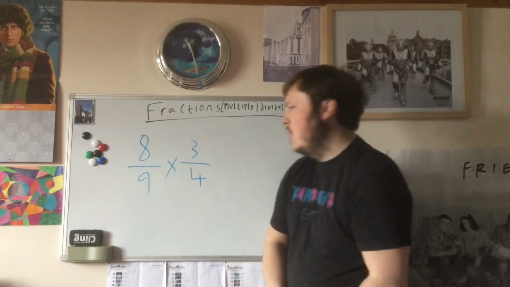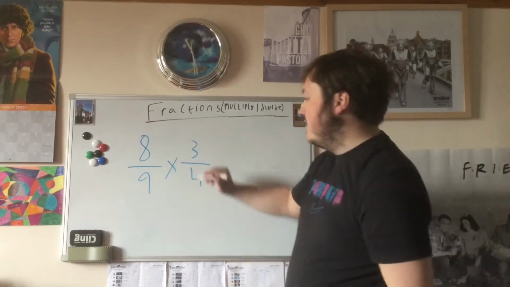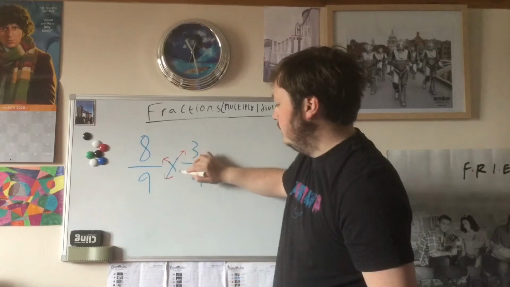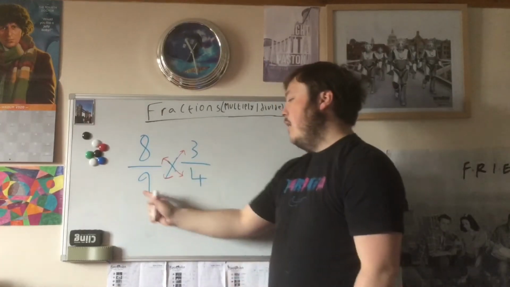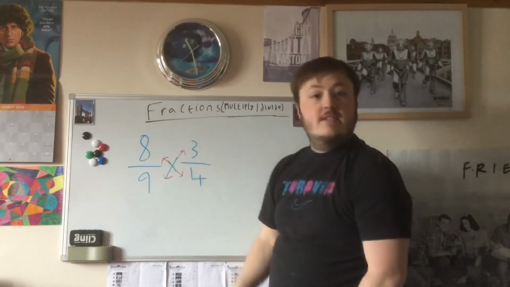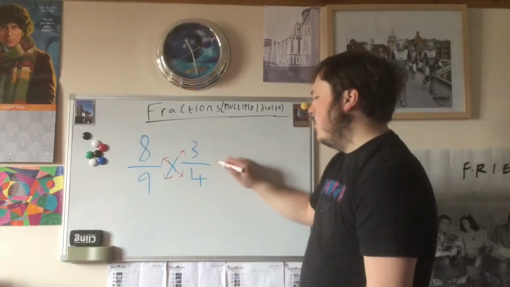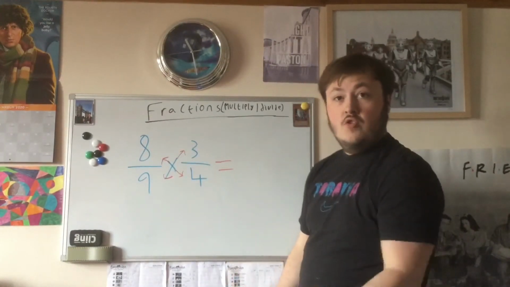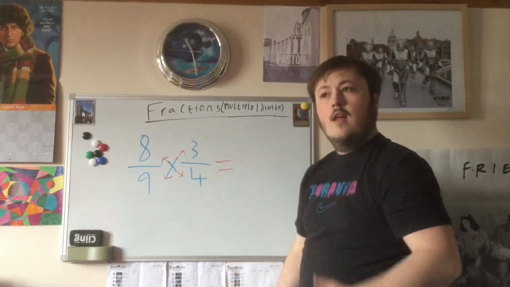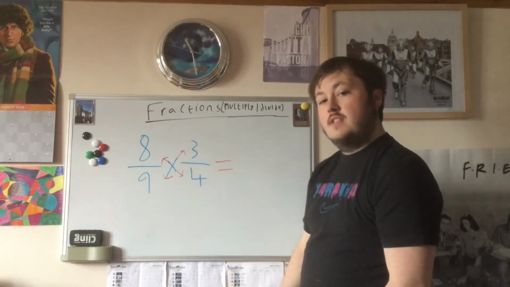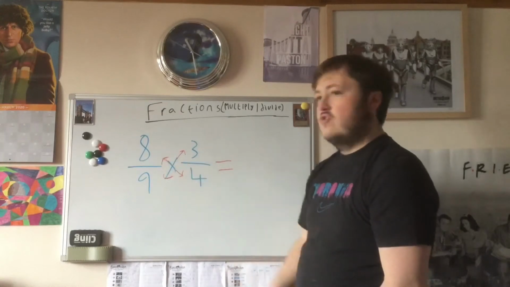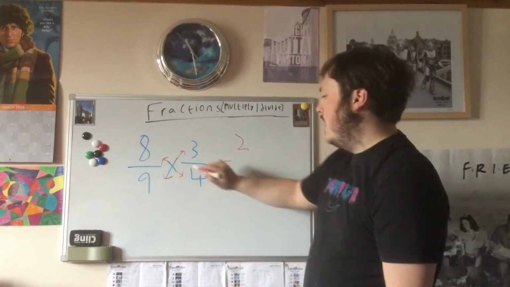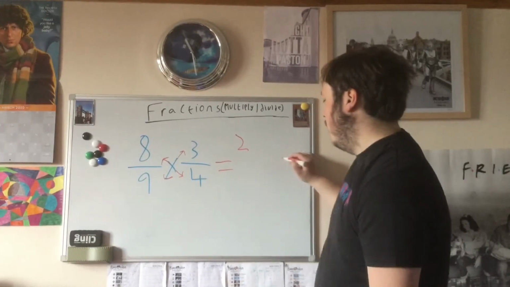Let me show you. What I do is I extend the times symbol like this. And now we look at the numbers opposite to each other. So let me show you what I mean. 8 and 4. Do they have anything in common? They're both in the 4 times table. How many 4s go into 8? 2. How many 4s go into 4? 1.